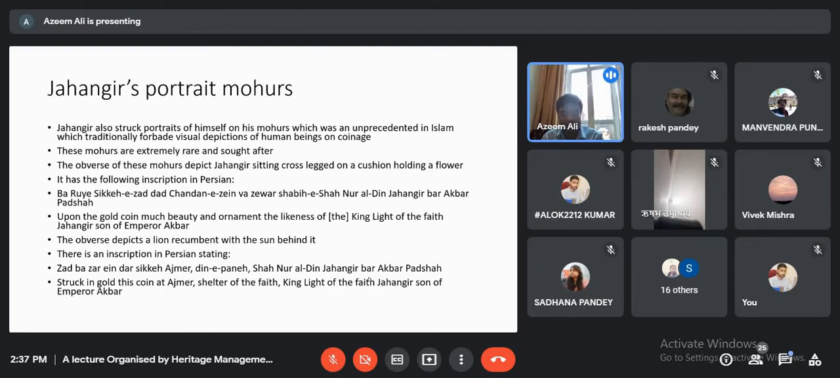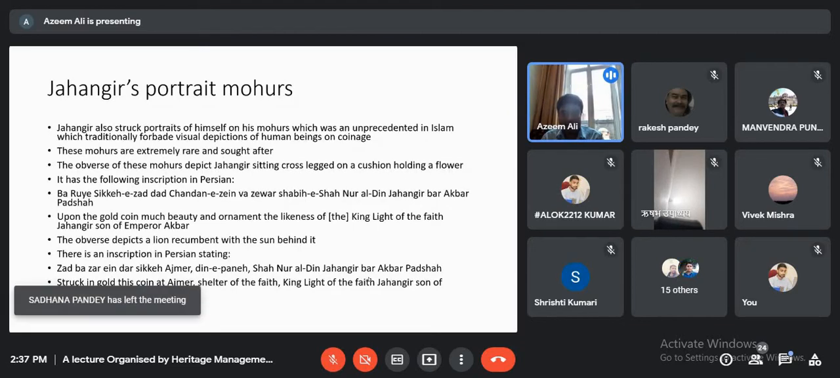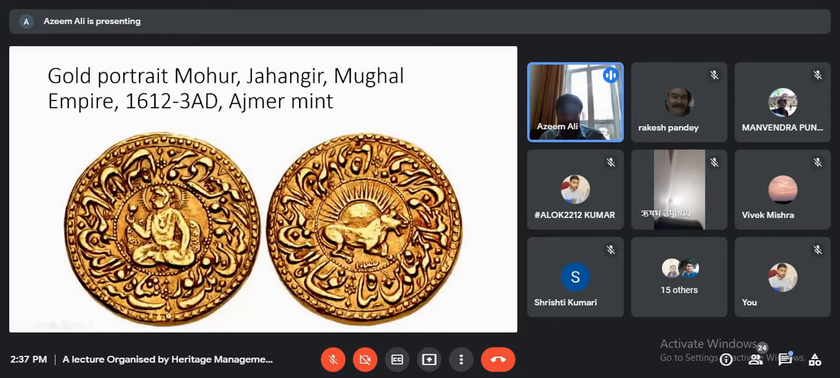There's an inscription in Persian stating, Zad Bazar En Da Seke Ajmer Dine Pone Shah Nur al-Din Jahangir Ba Akbar Padshah, which means struck in gold, this coin at Ajmer, shelter of the faith, king, light of the faith, Jahangir, son of Emperor Akbar. And here is one of the gold mohurs, so very high degree of artistry and craftsmanship. Incredible coin, very rare, very expensive, highly desired today.